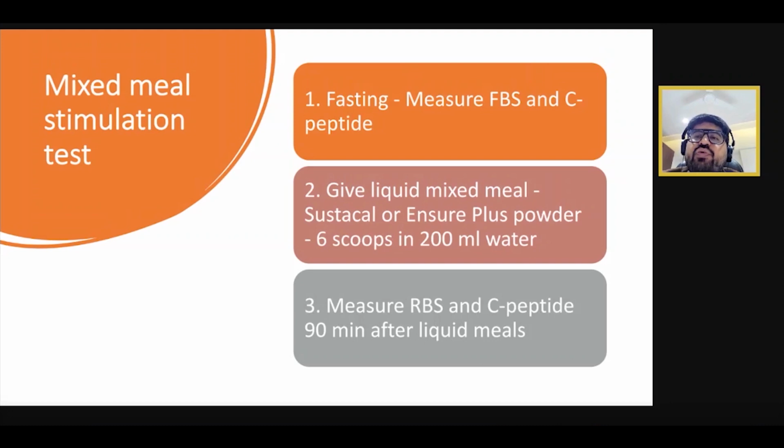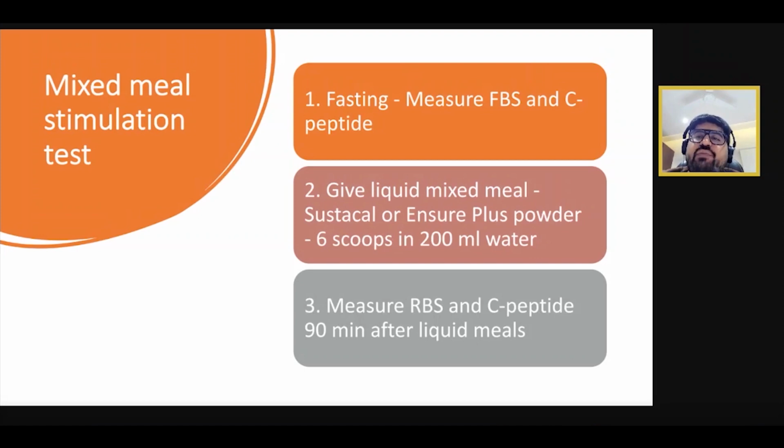The second thing you can do is actually classify the beta cell situation. We do a test which is known as mixed meal stimulation test. We do this in-house in our hospital. However, you can do it. You can develop the same test in your laboratory or in your hospital. I'll tell you how it is, if you have this facility available, if you can develop it. So what you do is first you measure the fasting blood sugar along with the C-peptide.